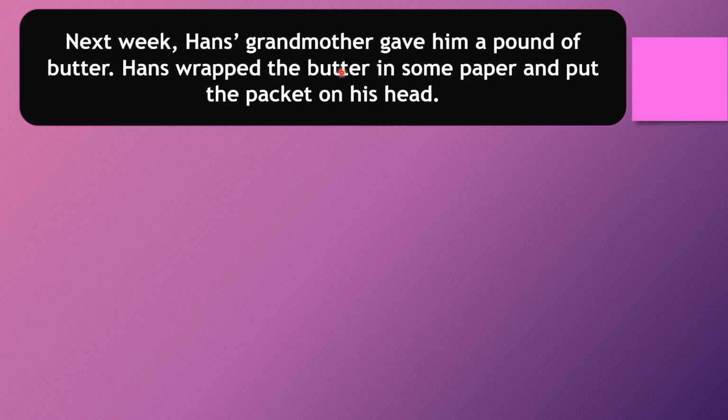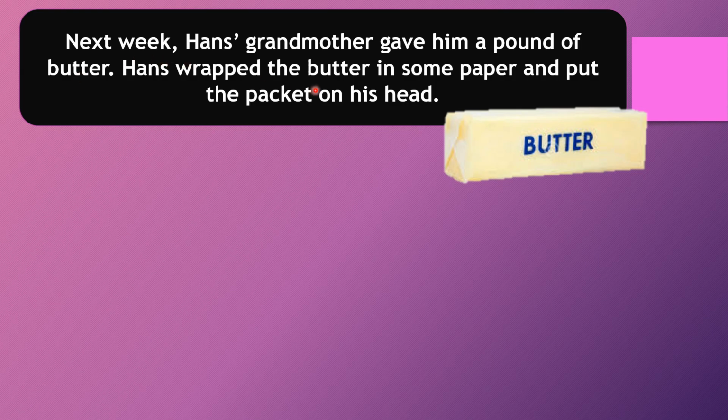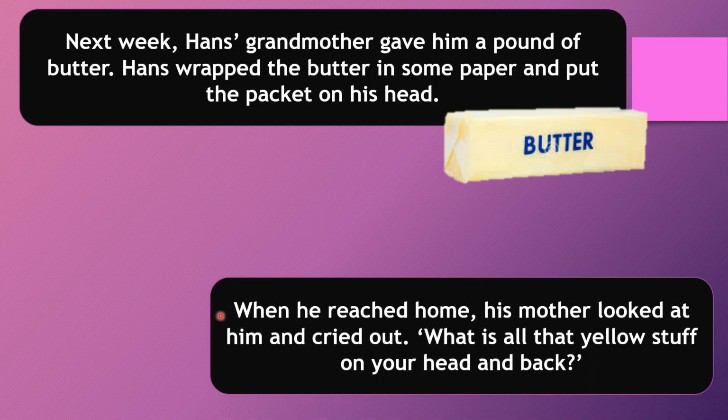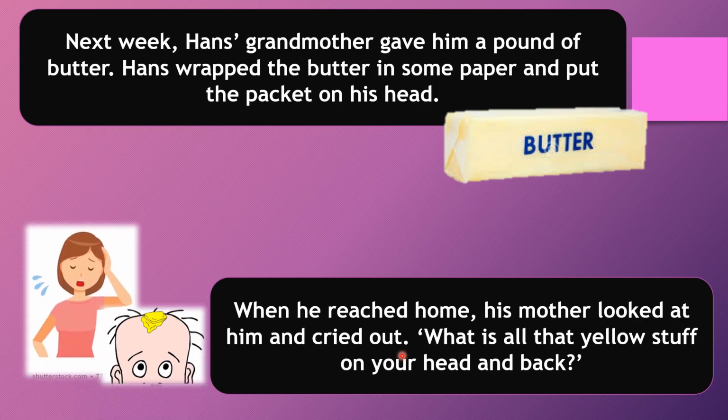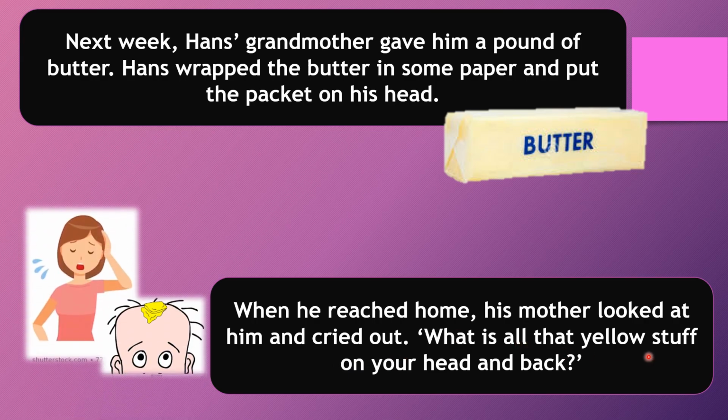Next week, Hans' grandmother gave him a pound of butter. Hans wrapped the butter in some paper and put the packet on his head. So what does Hans do? He wraps the butter in some paper and he keeps that butter on his head. When he reached home, his mother looked at him and cried out, "What is all that yellow stuff on your head and back?" So what has Hans done?